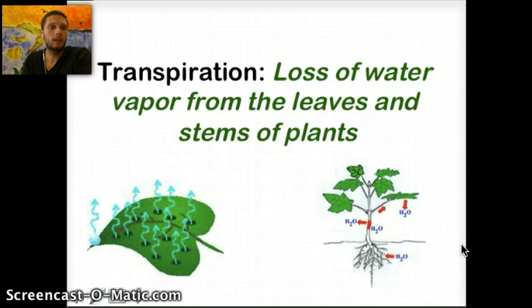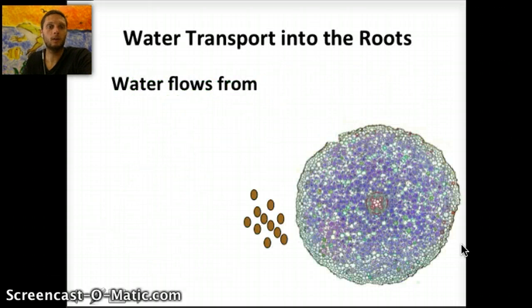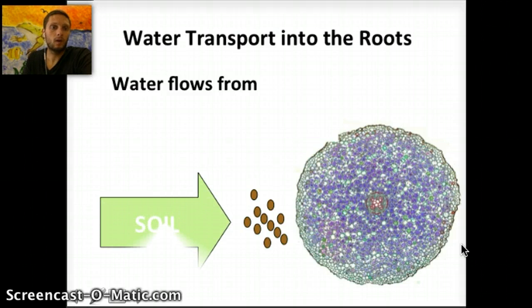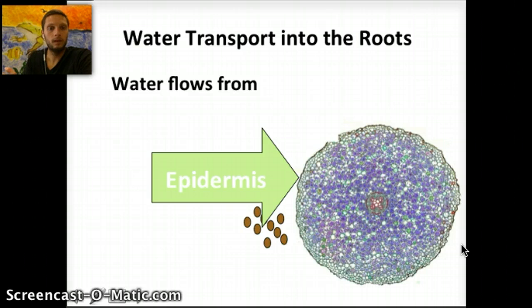Now, we want to start looking at the process of transpiration, and this is the loss of water vapor from the leaves and stems of plants. Plants have some structures and some abilities to compensate for this and to move water throughout the structure, and so that's what we're going to look at. Water transport into the roots results from water flowing from the soil into the cell.